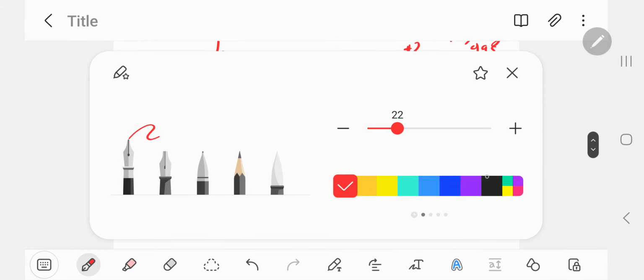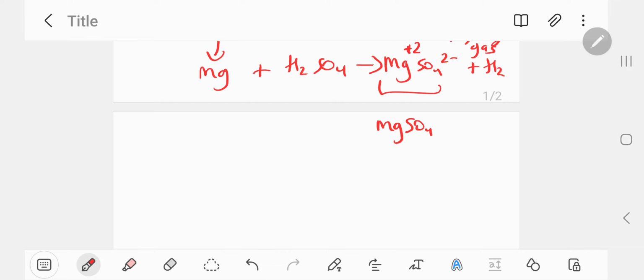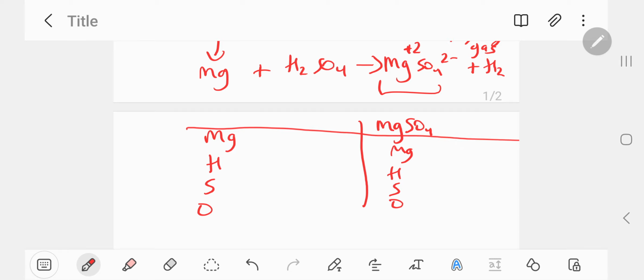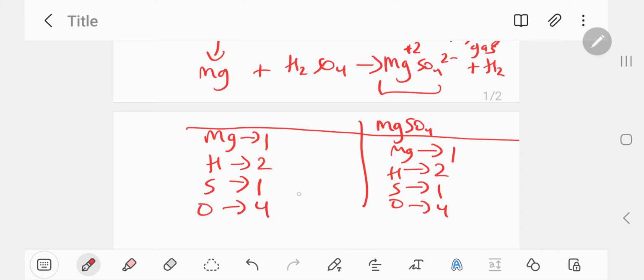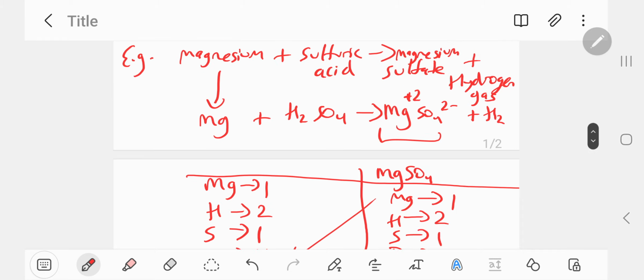Let's now balance. So we have the chemical equation. Let's make a list: Mg, H, S, O. 1 magnesium on the left, 2 hydrogen on the left, 1 sulfur on the left, 4 oxygen on the left. 1 magnesium on the right, 2 hydrogen on the right, 1 sulfur on the right, and 4 oxygen on the right. So it's balanced. And there you have it.